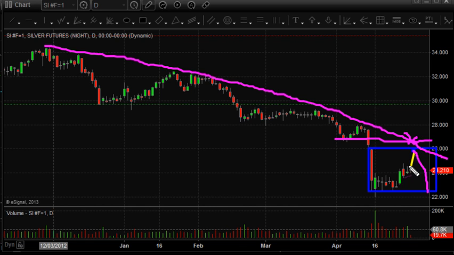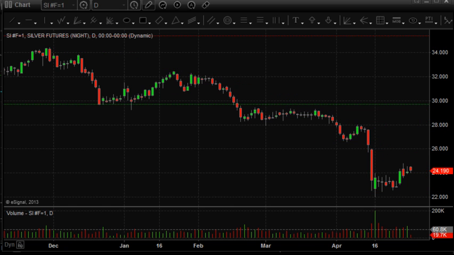We really need to see some type of basing pattern form, or we need to see an explosive move and some type of stability, an impulse wave that shows a nice strong upthrust that can break a couple key pivot highs and then have a pause before we want to get long. Until then, the trend is still down and bounces are going to get sold into.